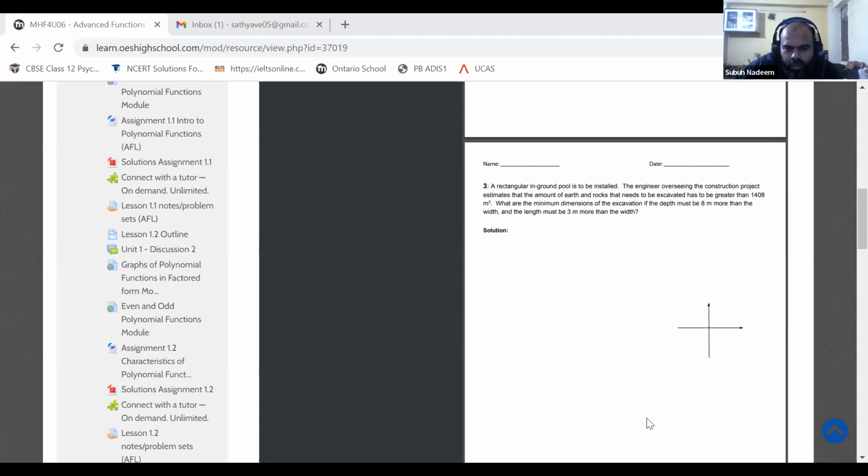A rectangular in-ground pool is to be installed. The engineer overseeing the construction project estimates that the amount of earth and rock that needs to be excavated has to be greater than 1408 meter cube. This is the volume of the earth or rock to be excavated. What are the minimum dimensions of the excavation if the depth must be 8 meter more than the width and the length must be 3 meter more than the width? Okay, let me take the pic of this.